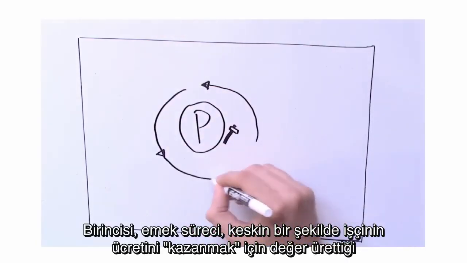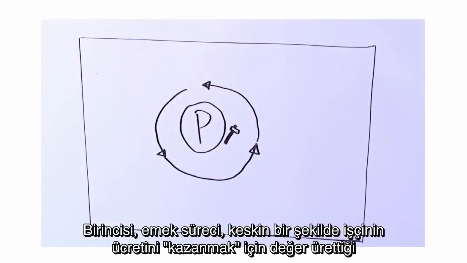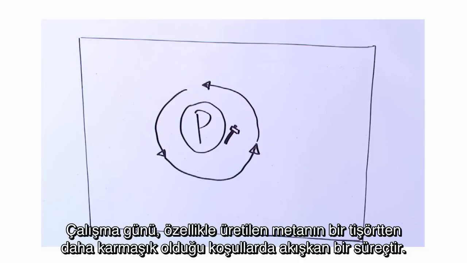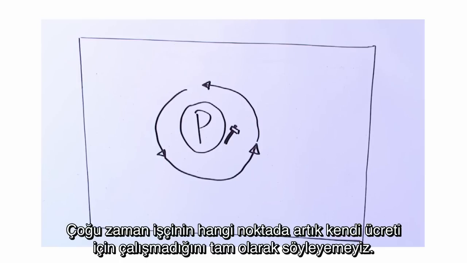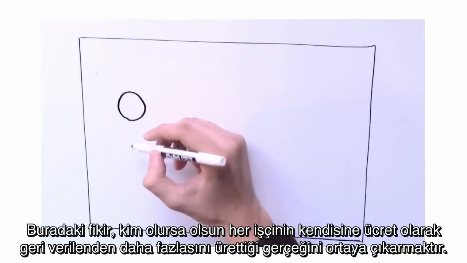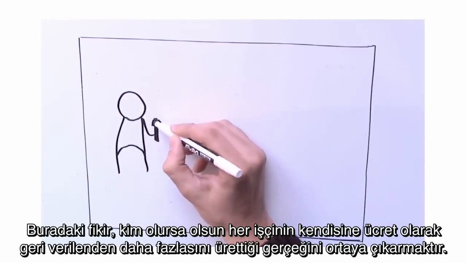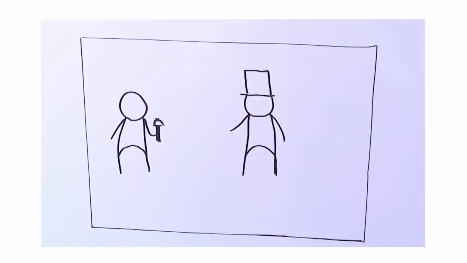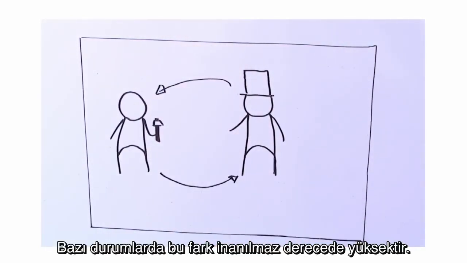For one, the labor process is not neatly divided into chunks during which the worker produces value to earn his or her wages, and chunks where the worker produces surplus value for the capitalist. The working day is a fluid process, especially in conditions where the commodity being produced is more complex than a t-shirt. Oftentimes we can't tell exactly at what point the worker is no longer working for his or her own wages. But that's not really the point of this example. The idea is to reveal the fact that every worker, no matter who they are, produces more than they are given back in wages. In some cases, this difference is incredibly high.